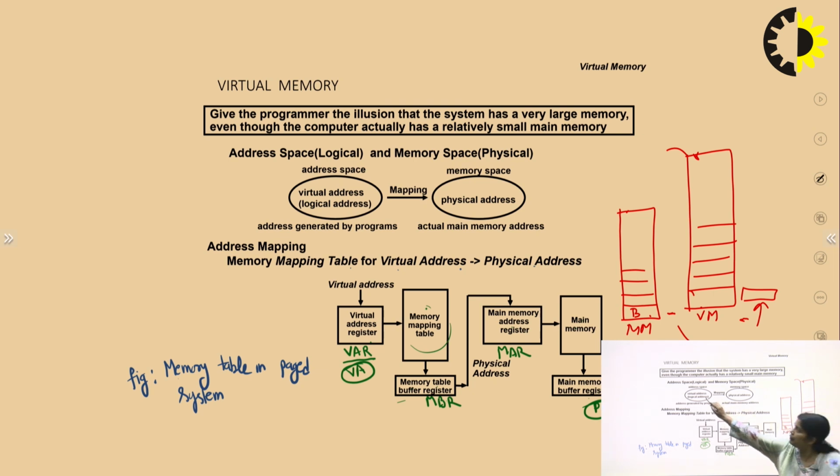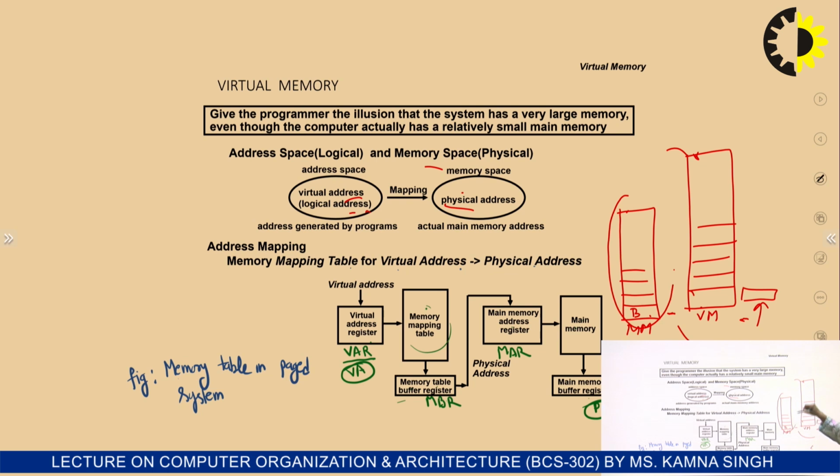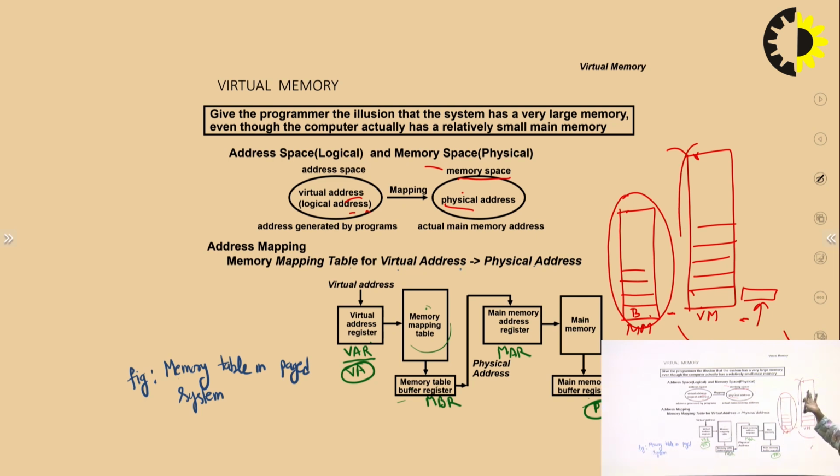How is it going to happen? The virtual addresses are the logical addresses. Because the virtual address space is larger, it goes to the physical addresses, and the physical address is in the memory. Now, the total addresses in main memory is called memory space, and total addresses in virtual memory is called address space.